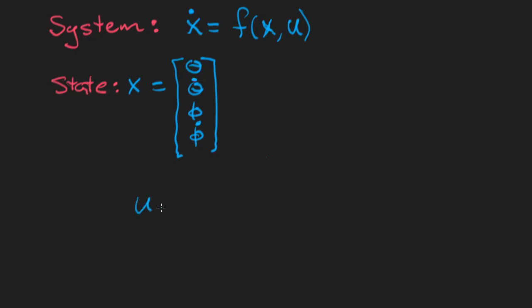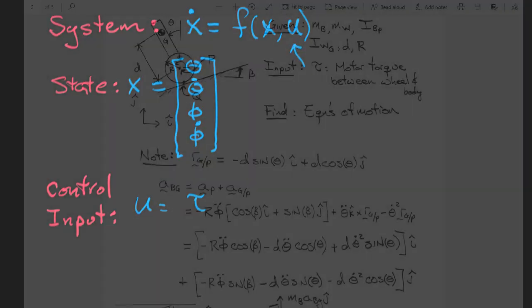The u is the control input. It's the way that we, the user or the control designer, can influence the dynamics of the system. In this case, u is the torque from the motor, the motor that's turning the wheel relative to the body. This is something that we have control of as the control engineer. And it fits into the system mathematically or symbolically right there.